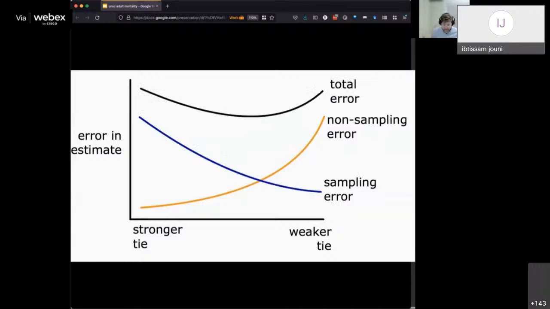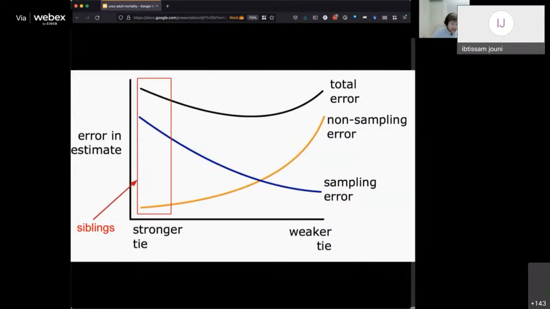So what we care about at the end of the day is how accurate the estimate is, and the total error of our estimate will be related to the sum of the sampling and the non-sampling error. And so this framework suggests that it's worth trying different types of relationships on this spectrum, from strong ties like the sibship relation, to very weak ties like the acquaintanceship relation, and maybe other possible relationships in between these two. And if we do that, we may build up over time a picture of which types of relationships produce the most accurate death rate estimates.